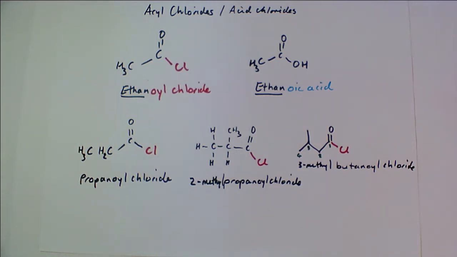So oyl chlorides. Key points here: take the acid name, knock the oic acid off, replace it with oyl chloride. Name the longest carbon chain in there, that becomes your main part of the name, and then just look at what else you've got dangling off there. And remember that the oyl chloride bit, the functional group, will take the number 1 carbon.